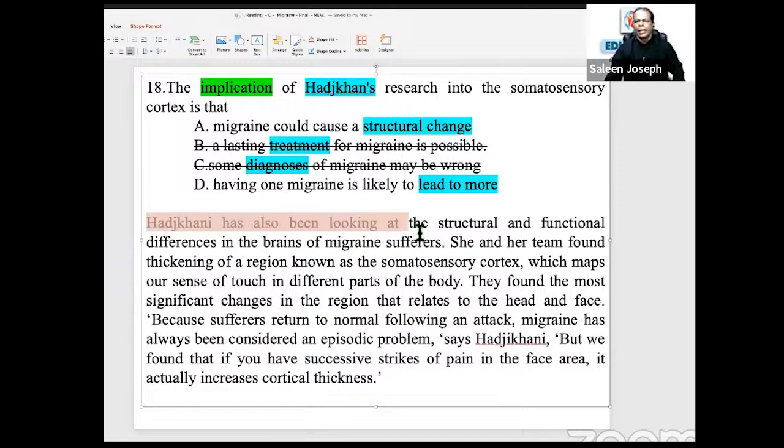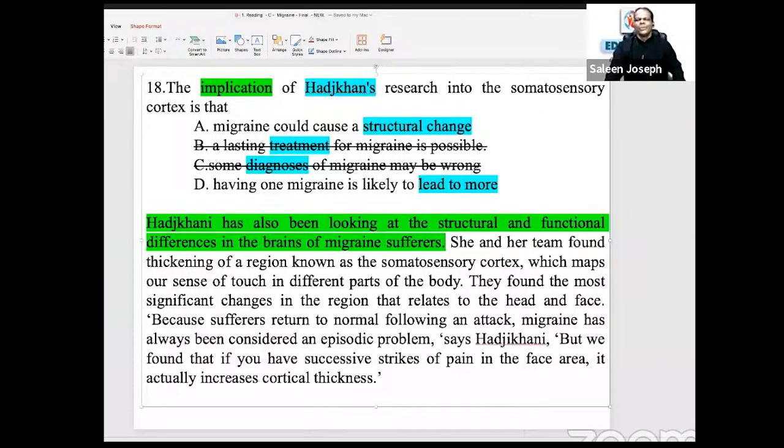Hajkani has also been looking at the structural and functional differences in the brains of migraine sufferers. Topic sentence, how beautifully given. Do you have any clue to one of these, A and B? Structural change, right? See how beautifully it is given. So definitely this is the answer as per the topic sentence. What is the implication of her study? She is studying the structural change. The whole paragraph is speaking about structural change.